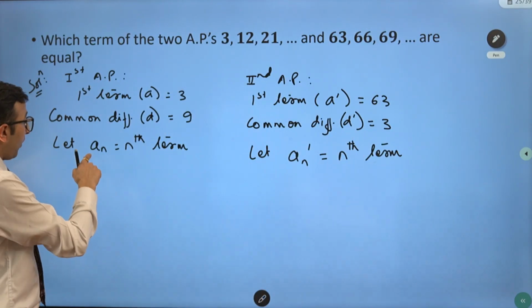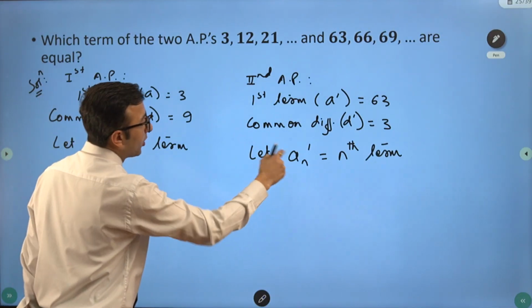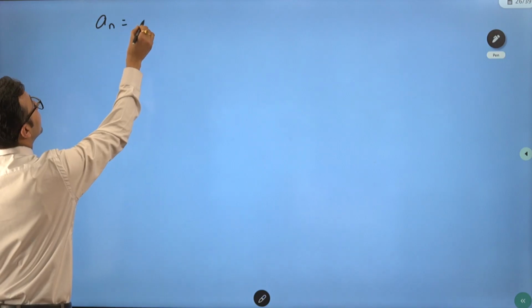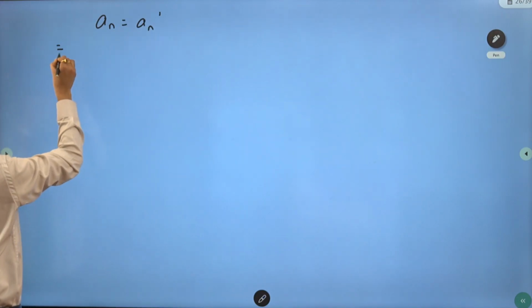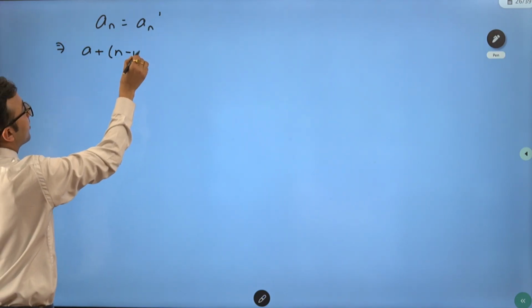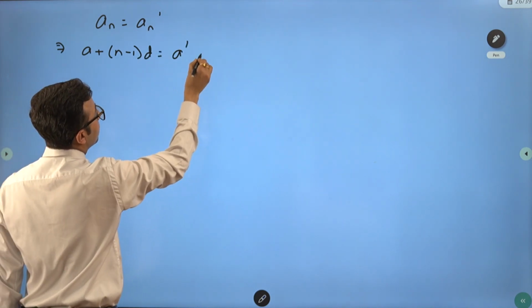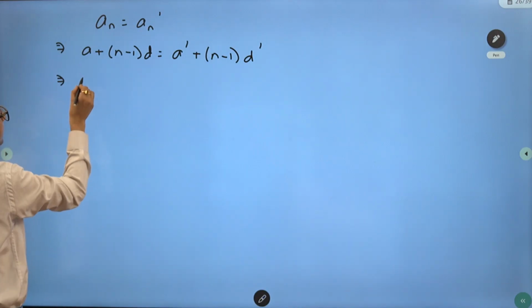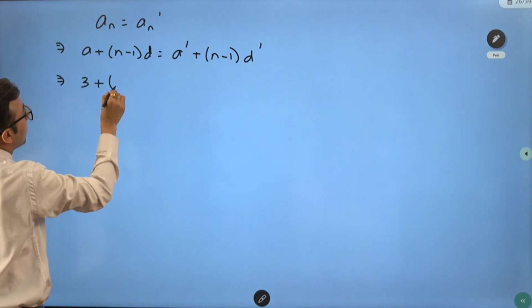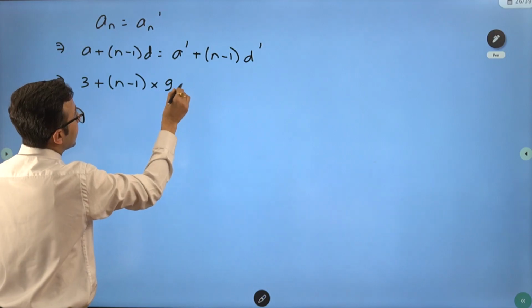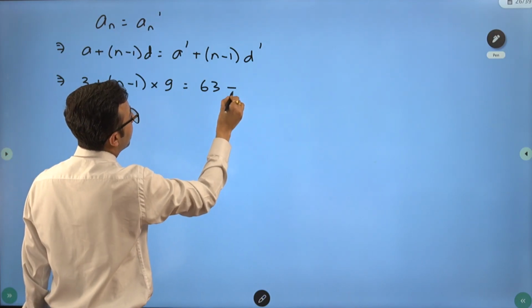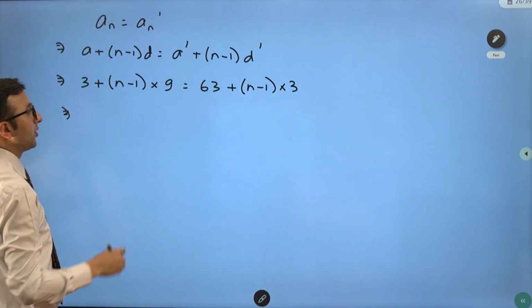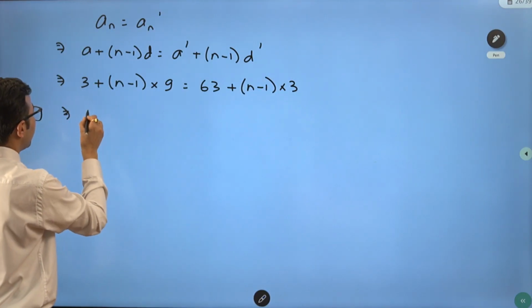Now, for what value of n is this AN equal to AN dash, that we are going to find out here. So we'll write AN is equal to AN dash, which implies, using the formula, A plus n minus 1 D is equal to A dash plus n minus 1 D dash. The first AP has first term 3 and the gap is 9. The second AP is starting from 63 but has gap 3. So in this equation, you can see only one unknown, that is n. We are going to obtain the value of n.